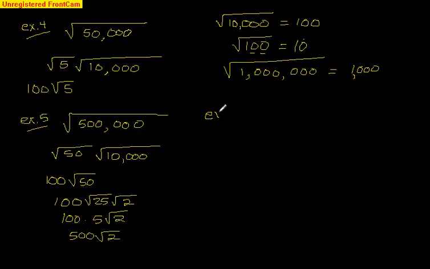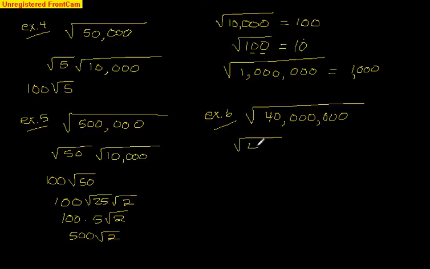Even number of zeros with a 1, so we know it's a perfect square. The square root of a million would be half the number of zeros, so it would be 3 zeros. So we get 1,000. Square root of 40, and we can tell that's not simplified. So we're going to get 1,000 square root of 4 times the square root of 10. 1,000 times 2 square root of 10, and that would be 2,000 square root of 10. That's a simplified version of square root of 40 million.